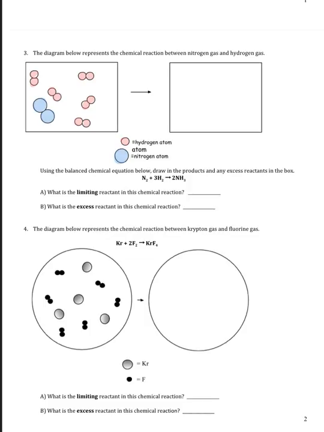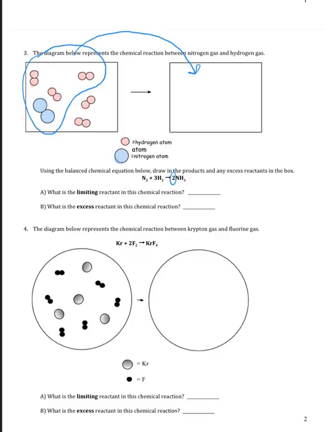Okay. Now, just like we did with the last particle diagram, I'm going to ask you guys to circle the ratio of reactants. We said for 1 mole of nitrogen, we'll need 3 moles of hydrogen. So I'll go ahead and do that. 1 mole of nitrogen and 3 moles of hydrogen. And then those together will give me 2 moles of NH3. So I'm going to go ahead and draw that.